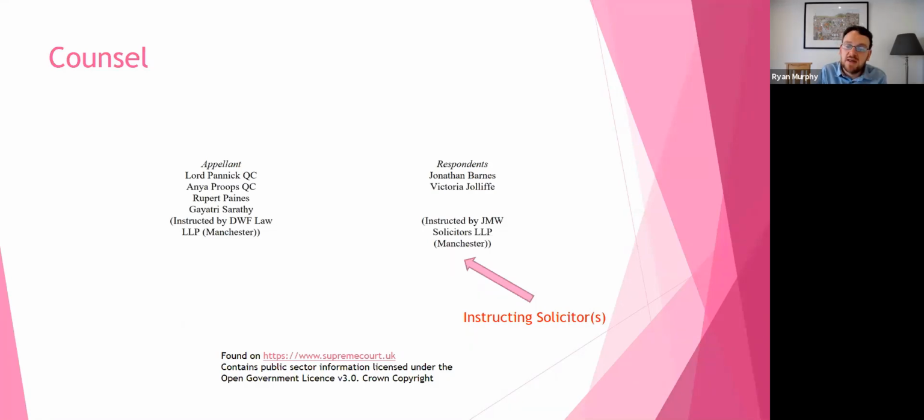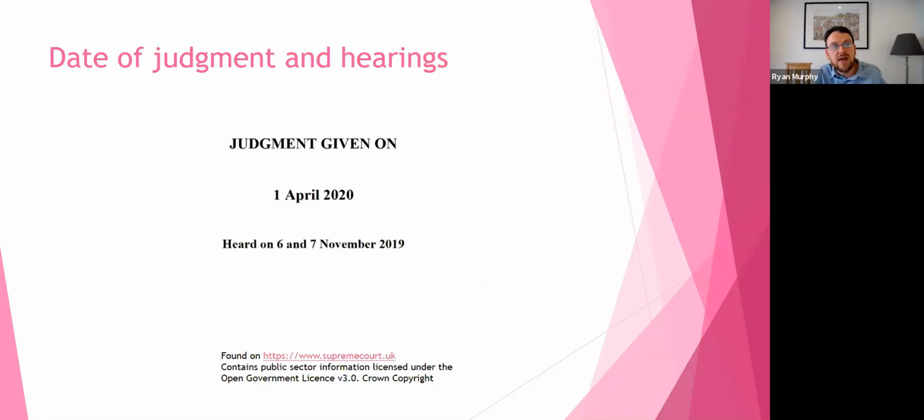And you will see the instructing solicitors are also listed. And so one of the things that you might do as you explore potential for work experience is you might have a scan through recent judgments and find out whether the firm to which you're applying appeared in a particular case or instructed barristers in a particular case. And you could weave that into your narrative as to why you would like to have some work experience with the firm. You're interested in that sort of work, for example. So that's the counsel in the case.